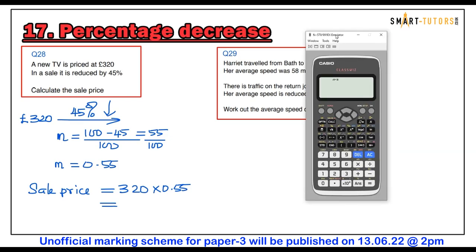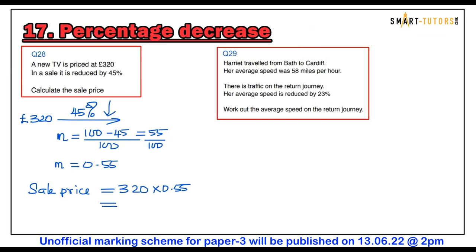320 multiplied by 0.55, and the answer is 176. So 176 pounds is the sale price.